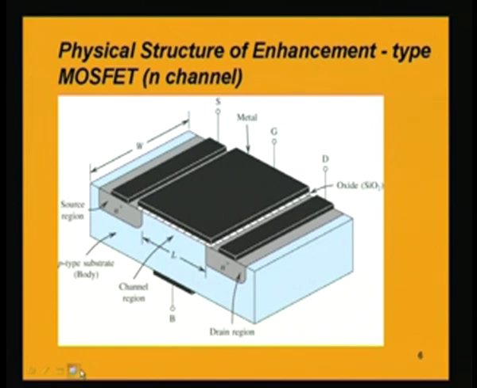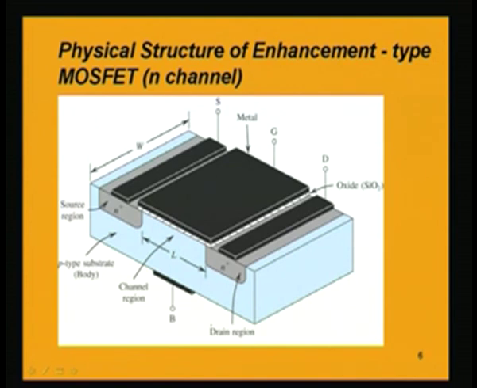Let us first see the physical structure of an enhancement type MOSFET, and we will first take up the N channel MOSFET. There are two types of enhancement type MOSFET, N channel and P channel. We will first discuss the N channel enhancement type MOSFET. Here we see the structure of an enhancement type MOSFET, which is N channel.